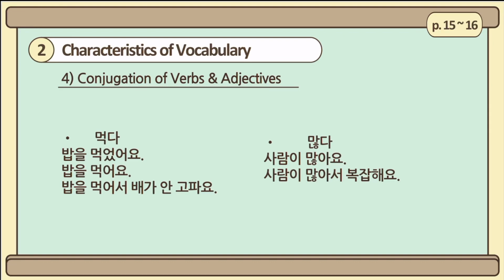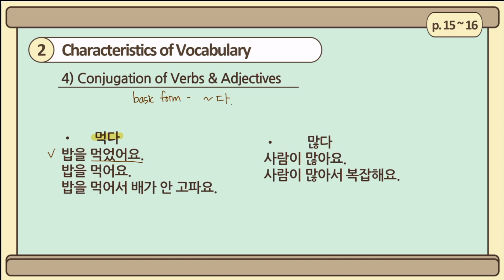Now let's go to page 15, point number 4, conjugation of verbs and adjectives, and take a look at the basic conjugation rule. The basic form or the dictionary form of verbs and adjectives in the Korean language are written as something something 다. For example, when we say 밥을 먹었어요, somebody ate a meal, the basic form of 먹었어요 is 먹다. When searching through the dictionary, you must look for this basic form.